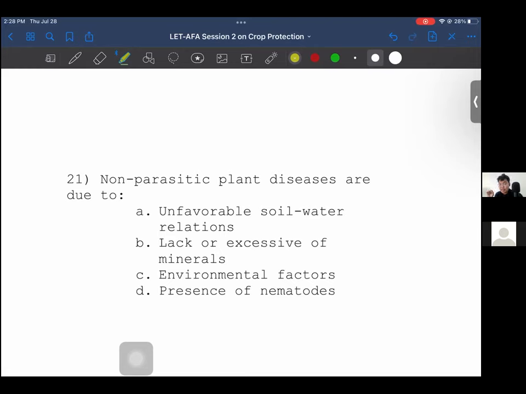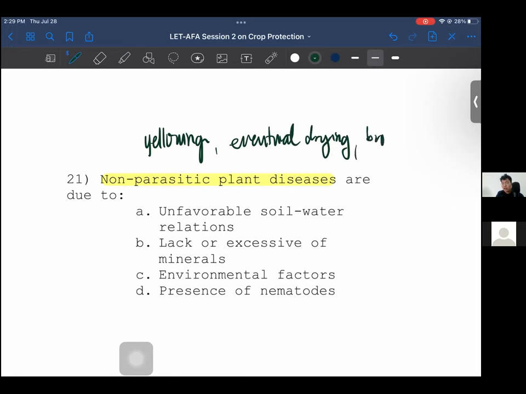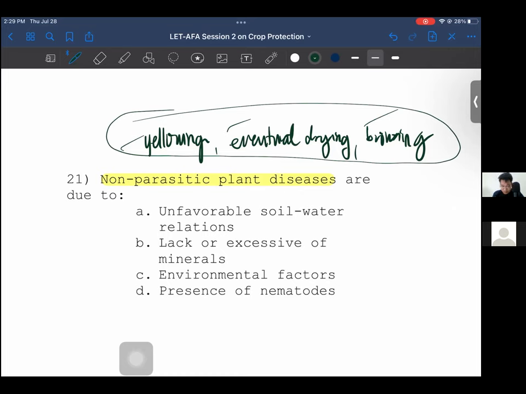So here, in answering this, parang the question is more of a general scope. Non-parasitic plant diseases are due to. When we say non-parasitic plant diseases, this could be yellowing. Yung mga yan. Eventual drying. Browning. Ito yung mga karaniwan nating na-observe, most especially sa house plants. Then, common to sa pothos, kung alam niyo yung pothos, anthurium, calathea, yung mga yan, kasi naman yung mga plantito at plantita dito. Ayan, so we have these different perceived diseases na due to environmental factors.